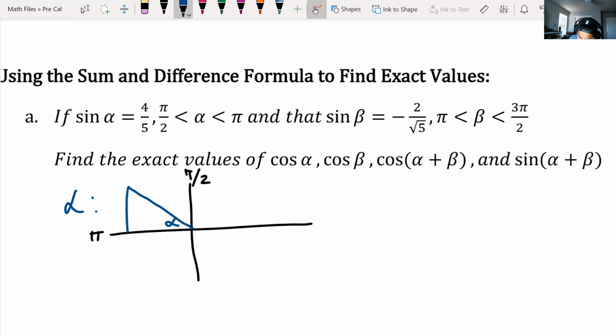So here's alpha. And then the next piece given is that sine alpha is 4/5. This means that the height of the triangle is 4, the hypotenuse is 5, and what would the base of the triangle be? -3. Good. It's a 3, 4, 5 triangle. Okay. Now we're going to do the same for beta.